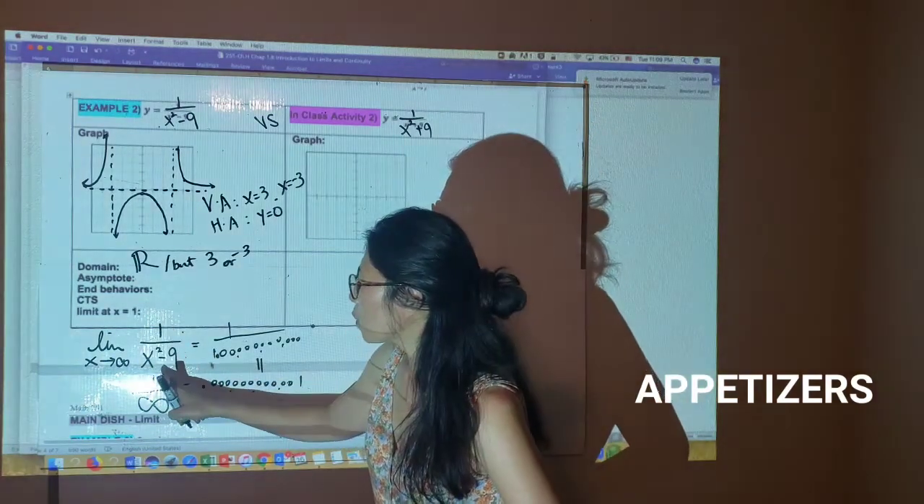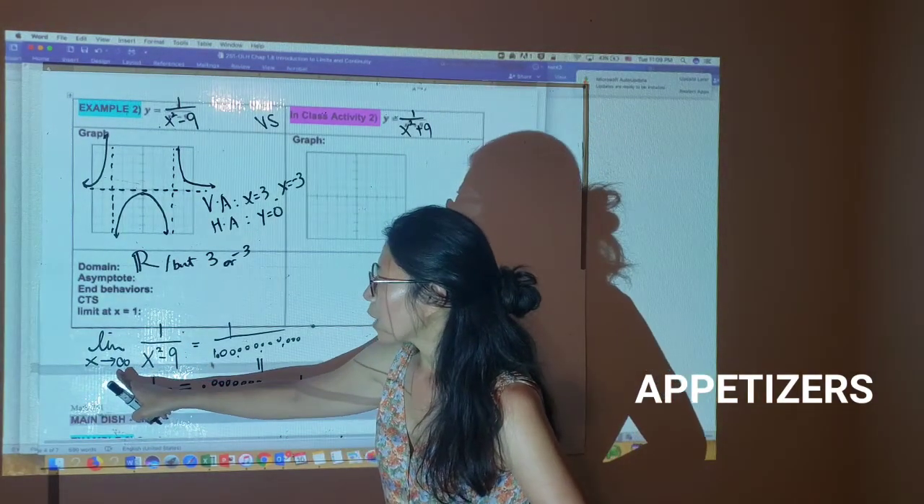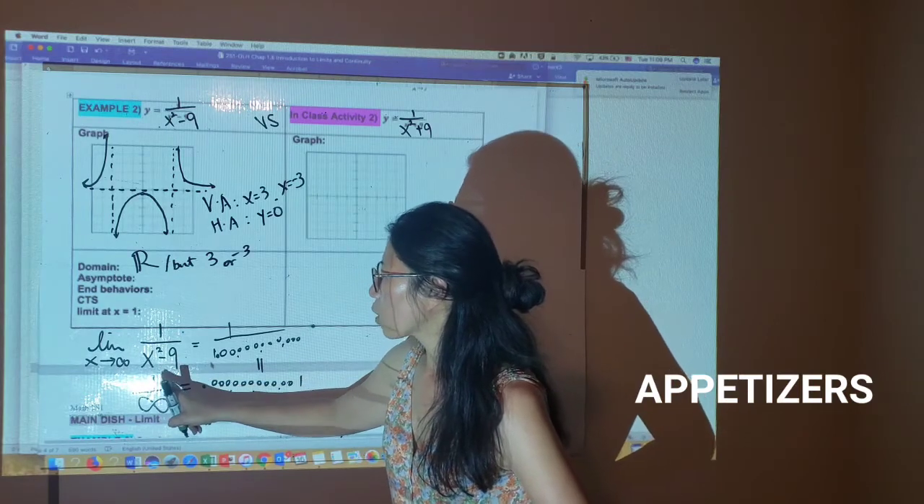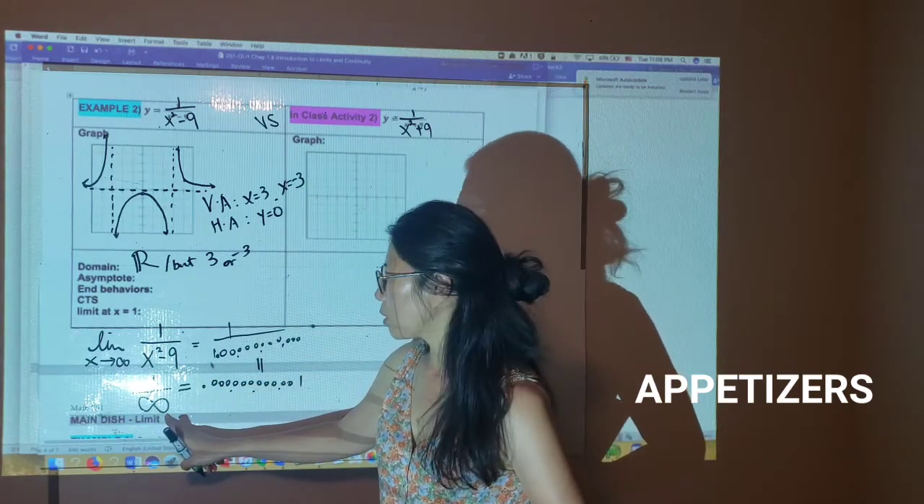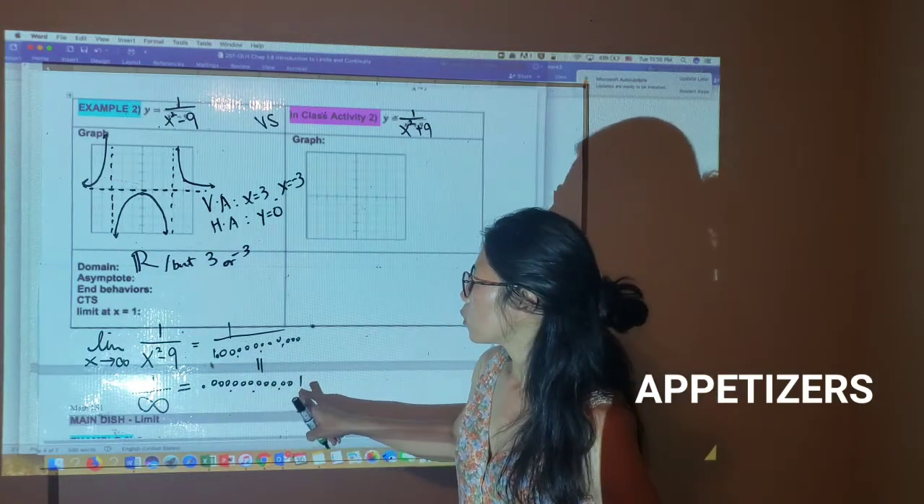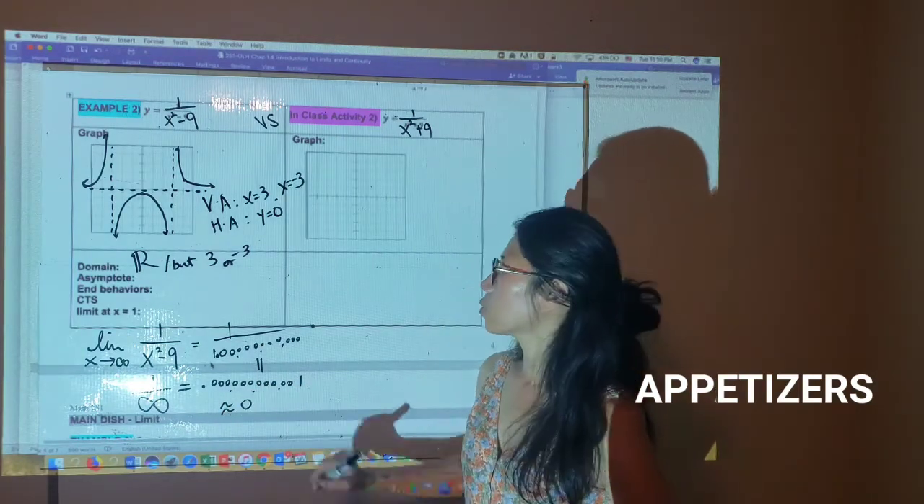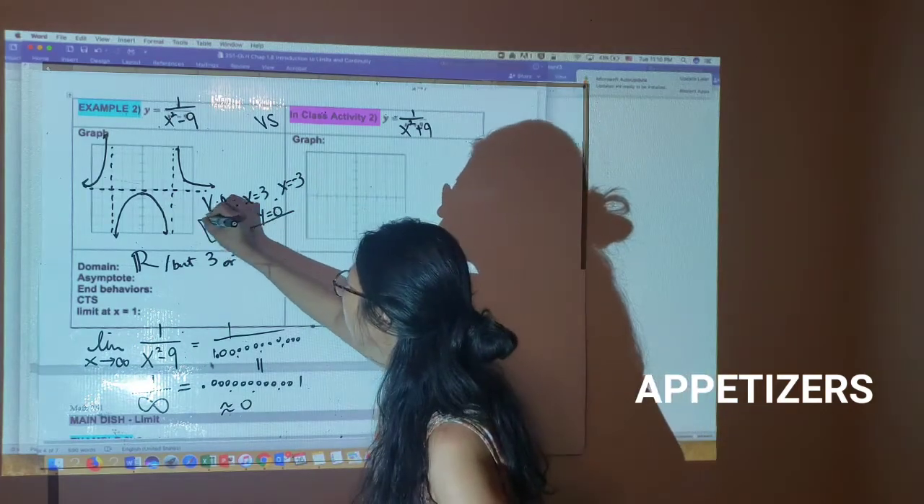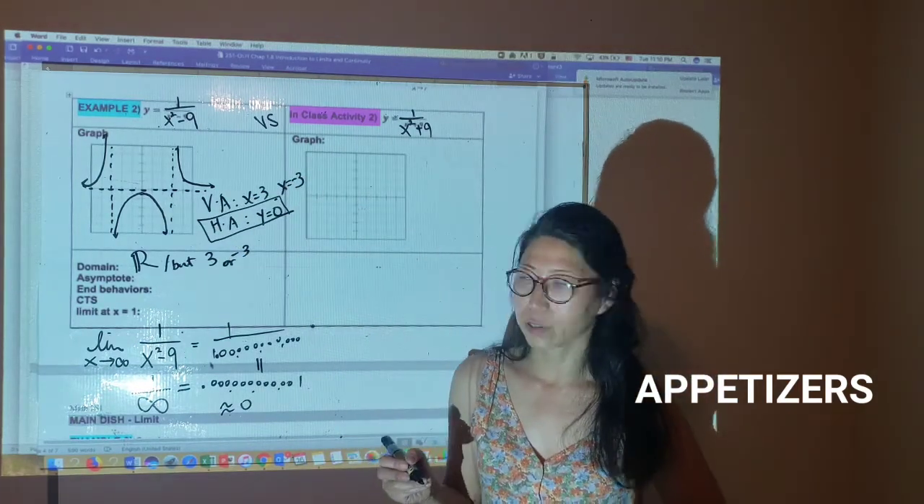I have a rational function, and this time I can plug in infinity, then I get 1 over infinity. What does that mean in calculus? 1 over a big number means a very small number, which is very close to 0. So that's another way I want you to understand for calculus.